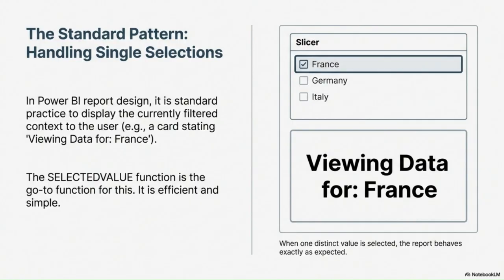When a user interacts with slicers like year, region, or product, the visuals change, but many reports still show static titles. This creates confusion, right? So dynamic labels solve this problem by showcasing exactly what filters are applied. It improves clarity, professionalism, and user experience in Power BI dashboards.